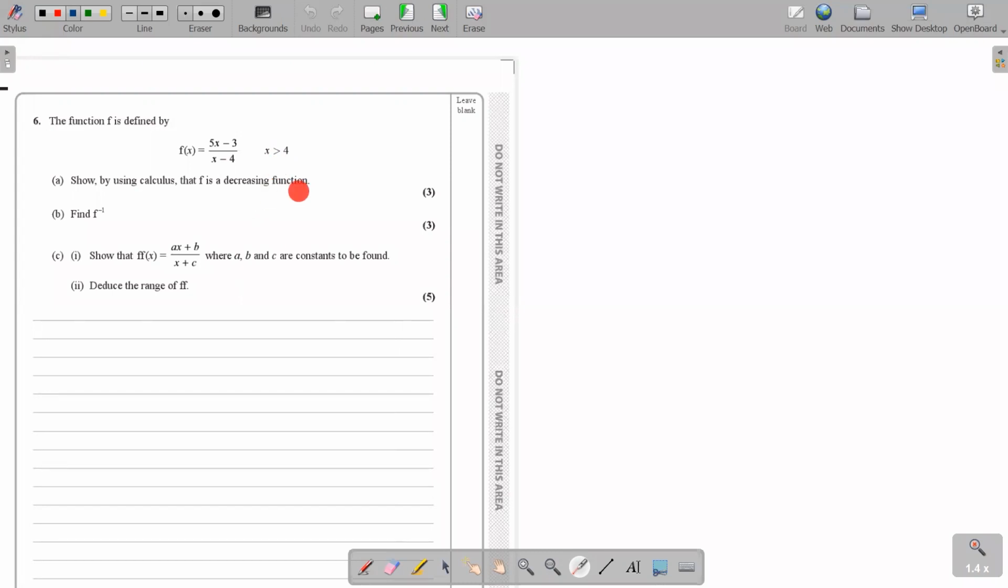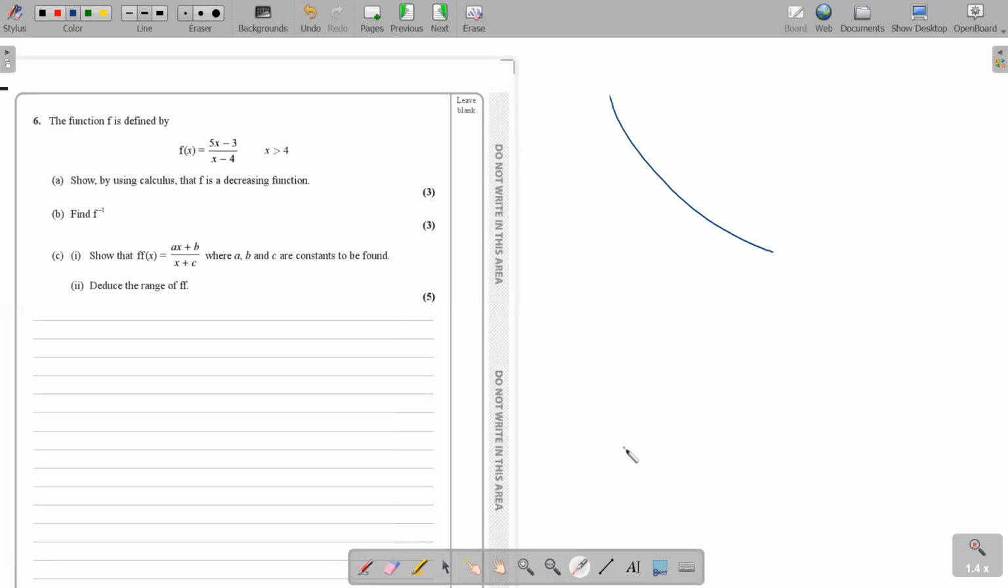Okay. So decreasing function, increasing function is something you learn in P2 as well. So if it's a decreasing function, it means that when you input the x values in increasing order, your graph is going down. Your graph is going down. Basically, you have a graph that slopes down. Okay, so how do we show that the function is decreasing?